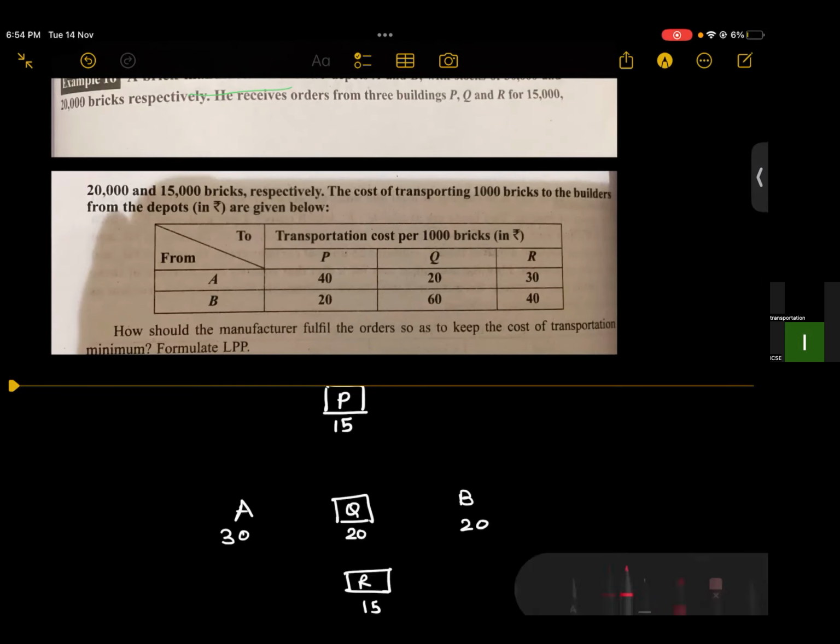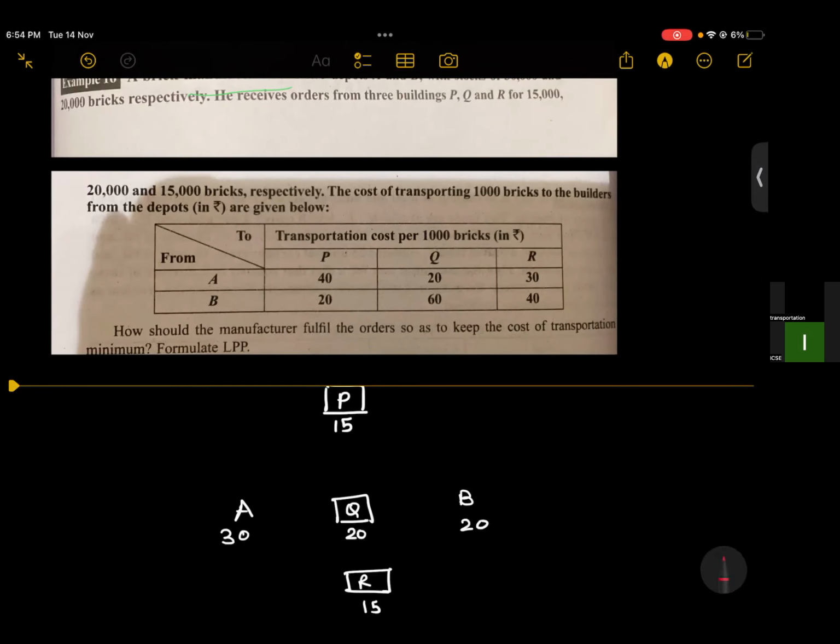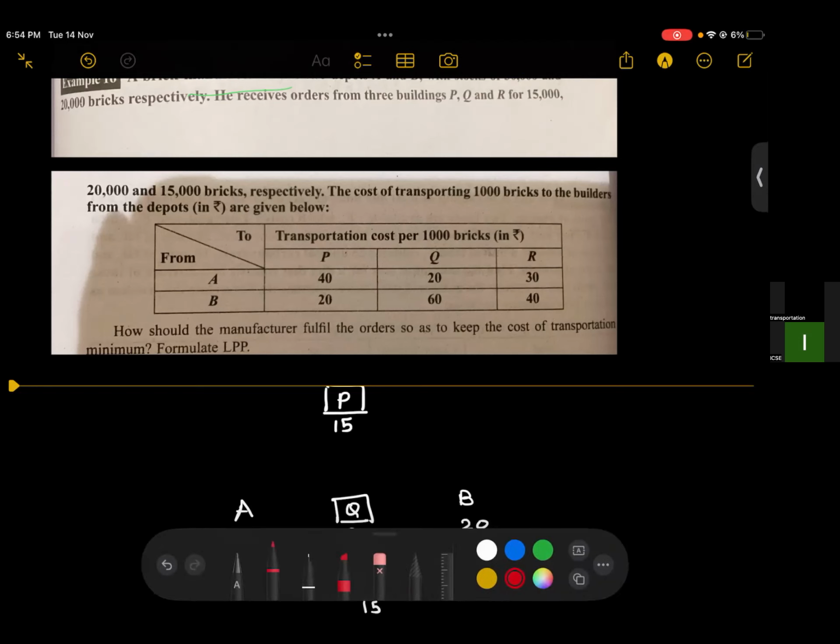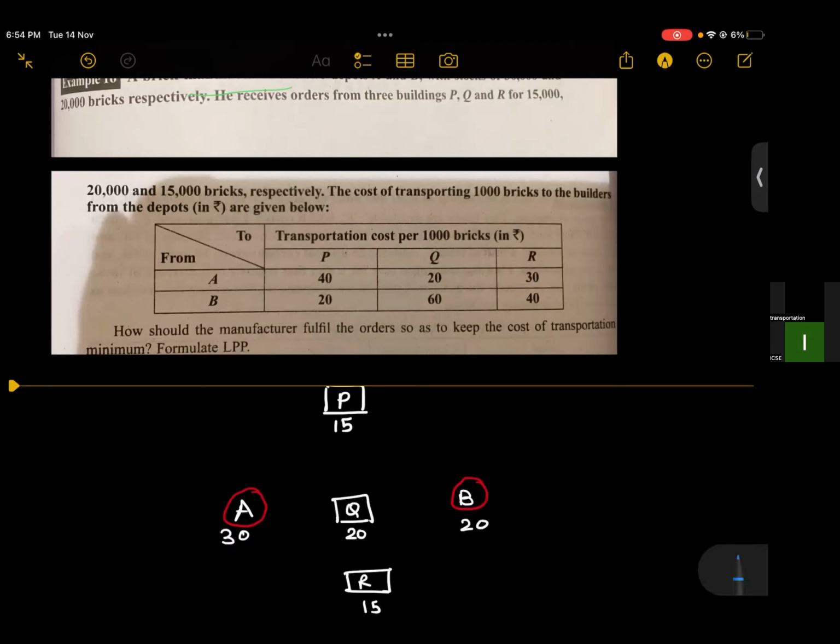Now we're going to make a chart to show how the transportation has actually worked out for us. A has sent x units to P. Let us say it sent y units to Q. And naturally, it would be sending 30 minus (x plus y) units to R.